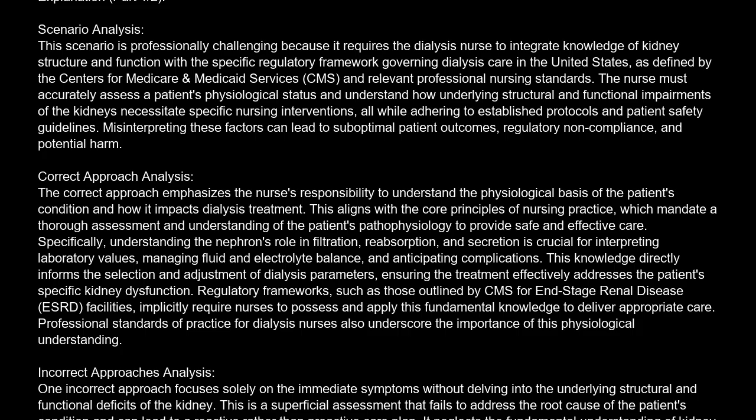Incorrect approaches analysis. One incorrect approach focuses solely on the immediate symptoms without delving into the underlying structural and functional deficits of the kidney. This is a superficial assessment that fails to address the root cause of the patient's condition and can lead to a reactive rather than proactive care plan. It neglects the fundamental understanding of kidney physiology required by dialysis nurses and could result in overlooking critical indicators of worsening kidney function or complications.